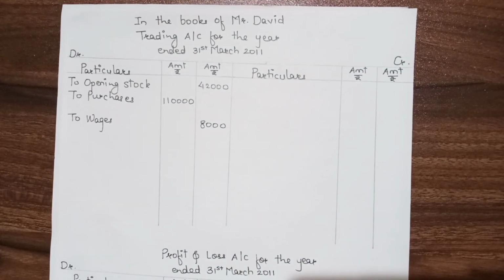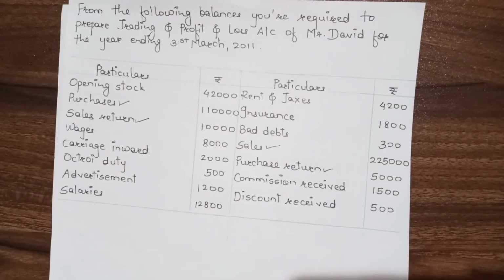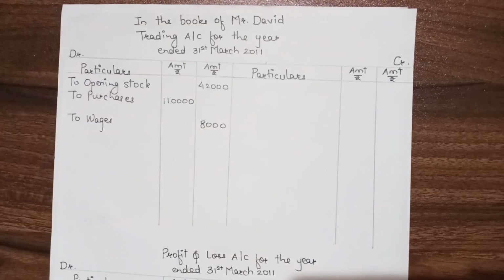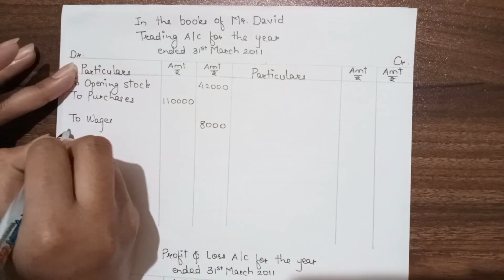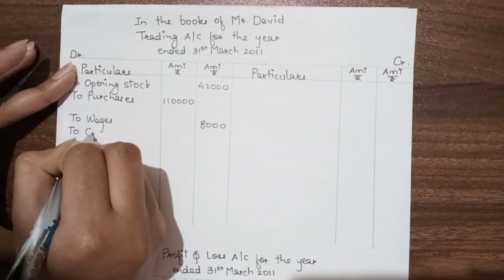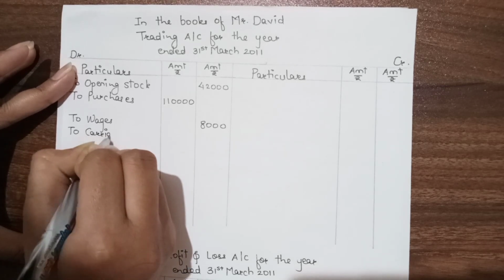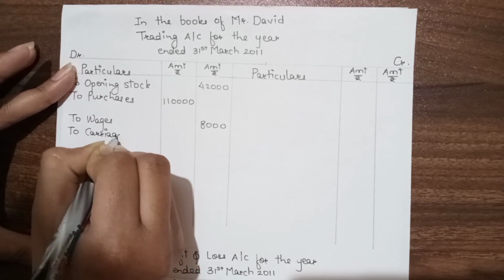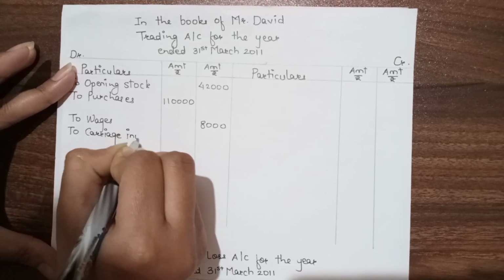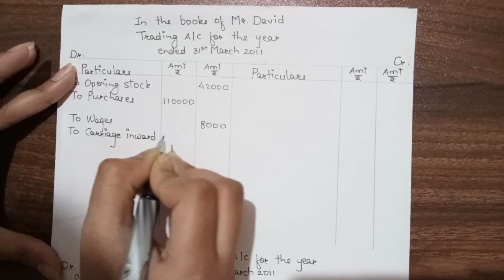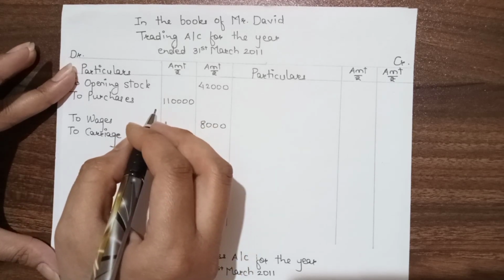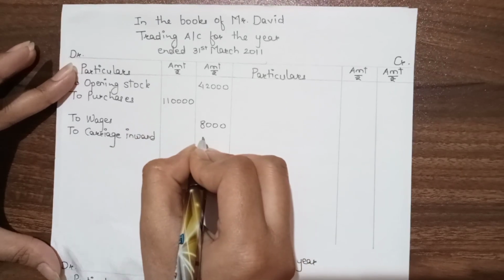Okay. Next one is carriage inward. Now carriage inward is a direct expense, so that is going to appear in the trading account on the debit side. It does not have any adjustment, so directly we will write the amount in the outer column, to carriage inward, amount 2,000.